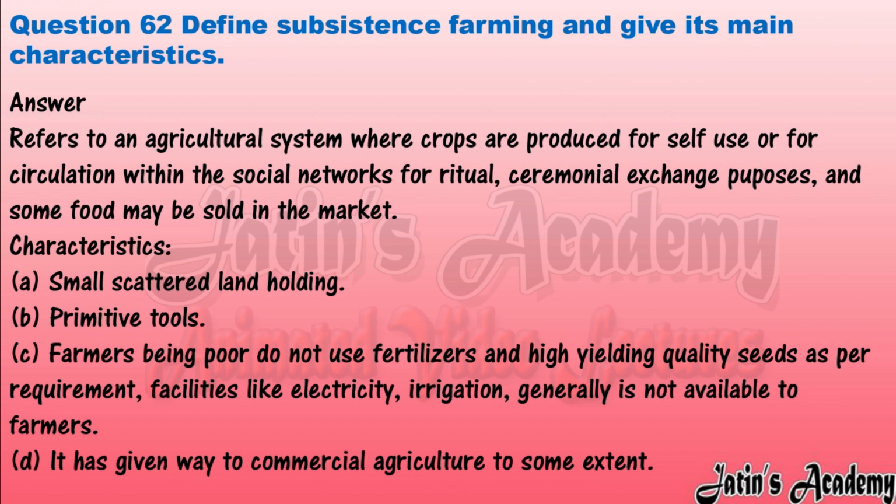Characteristics: A. Small scattered land holding. B. Primitive tools. C. Farmers being poor do not use fertilizers and high-yielding quality seeds as per requirement. Facilities like electricity, irrigation, generally is not available to farmers. D. It has given way to commercial agriculture to some extent.